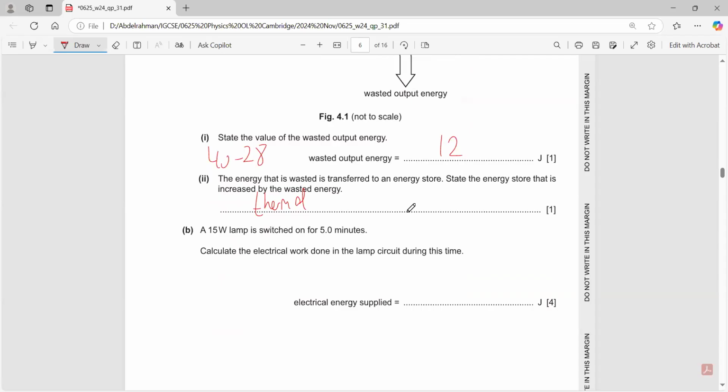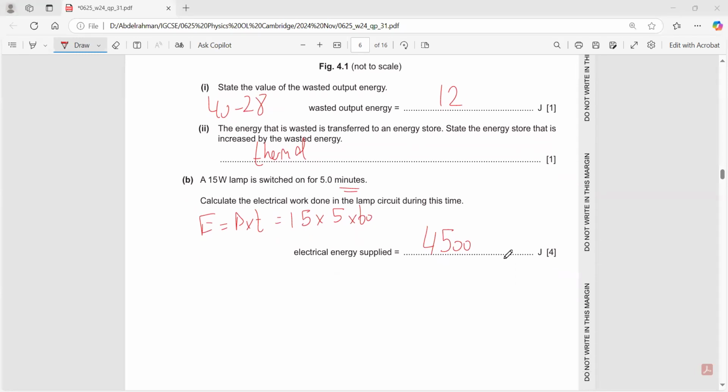A 15 watt lamp is switched on for 5 minutes. Can I find the energy supplied? Energy is power times time. So the power is 15 and the time is 5. So is that it? 15 times 5? No. You have to multiply by 60 again. Why? Because this is in minutes. So it's 4,500 joules. Okay.